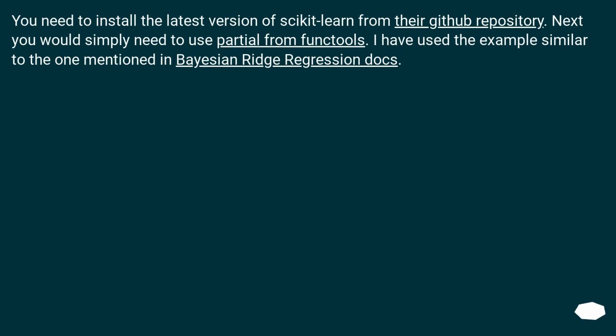You need to install the latest version of scikit-learn from their GitHub repository. Next you would simply need to use partial from functools. I have used the example similar to the one mentioned in Bayesian ridge regression docs.